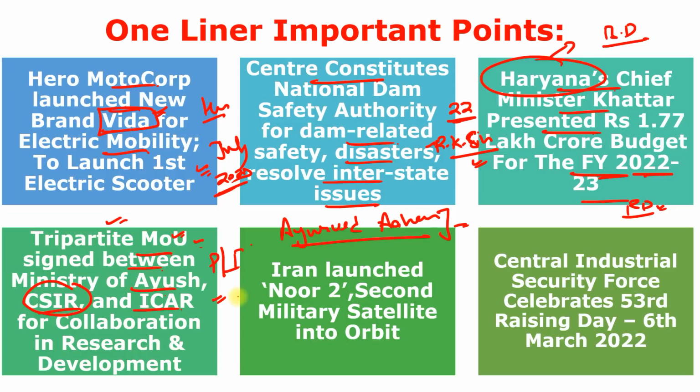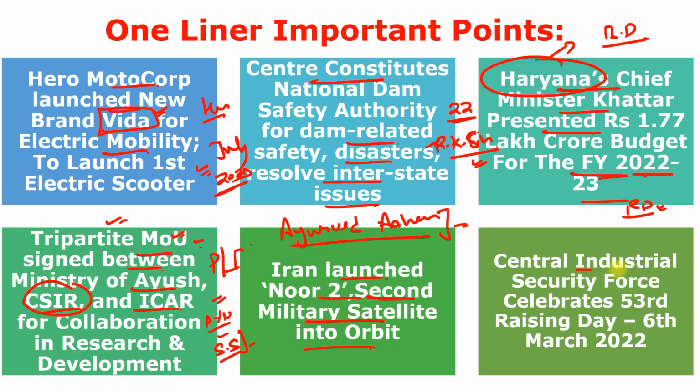And who is the Union Minister of Ayush? Ayush stands for Ayurveda, Yoga, Naturopathy, Unani, Siddha and Homeopathy, and the Union Minister is Sarbananda Sonowal. Next, Iran launched Nur-2, its second military satellite, into orbit. We already covered this point.